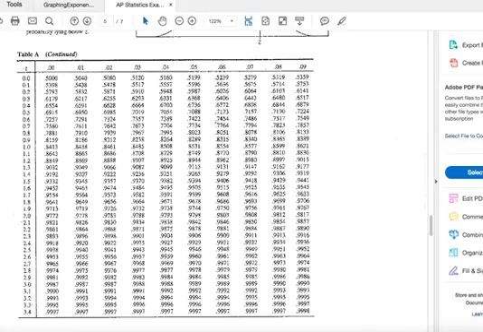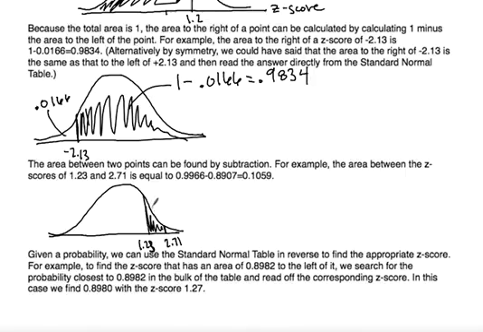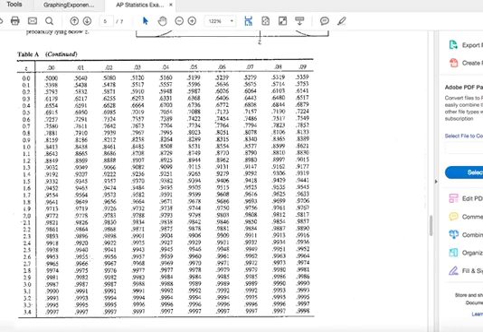Which is 0.8907. That would be all of this over here, so it might be helpful to write that down somewhere. And then 2.71. So go to 2.7 over to 1, and you get 0.9966.